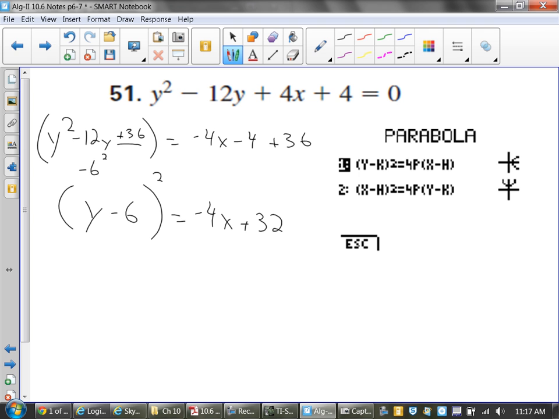But I'm not done. The generic formula for the parabola has y or x minus something in parentheses, which means I need to factor out the negative 4 to get an h value. Now I have my equation.